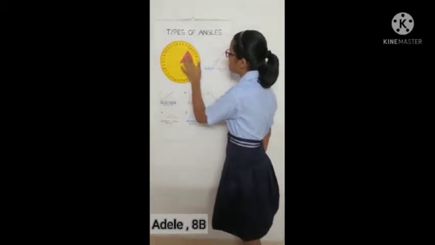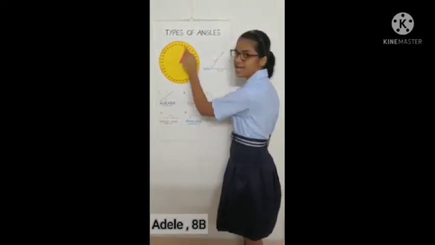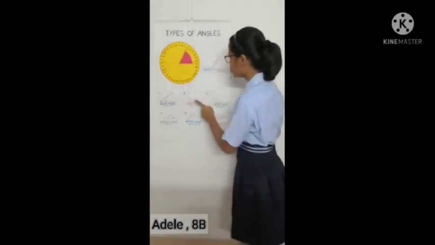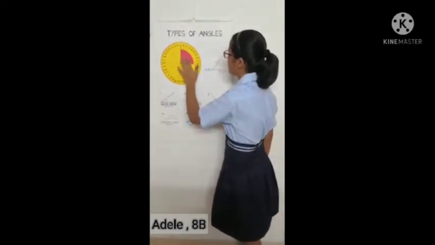An acute angle is lesser than 90 degrees. It is between 0 degrees and 90 degrees. 2. We have right angle. Right angle is exactly 90 degrees. It looks like a quarter of a circle.